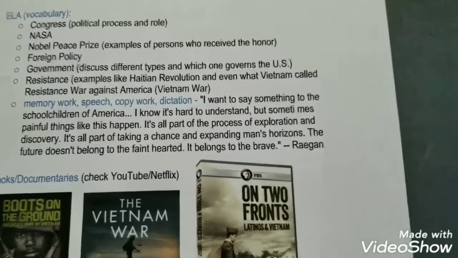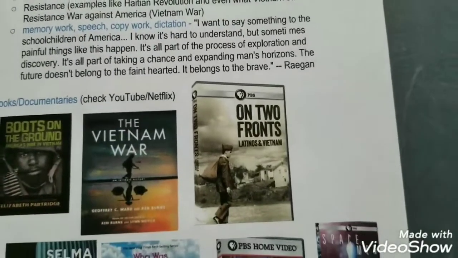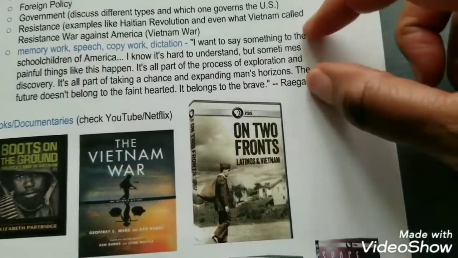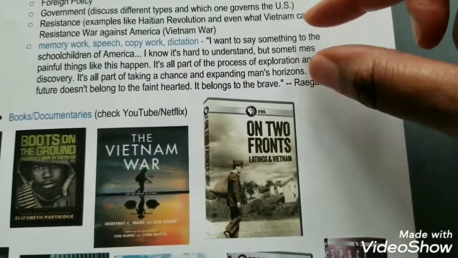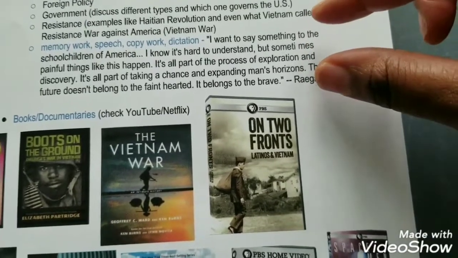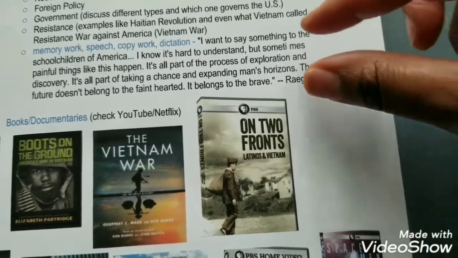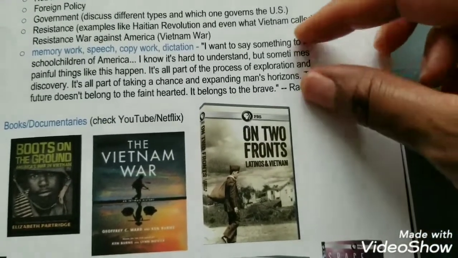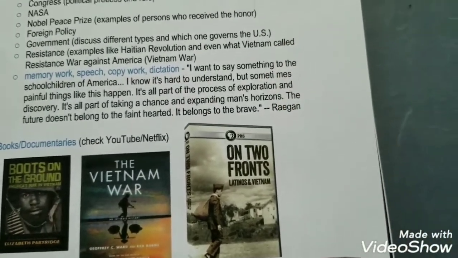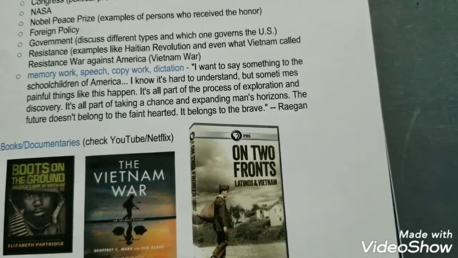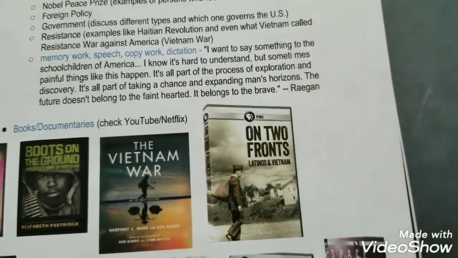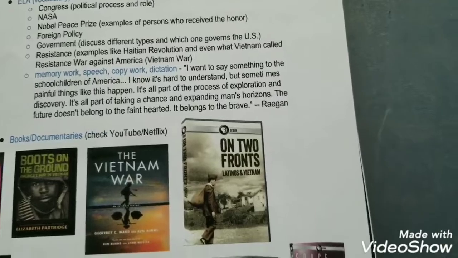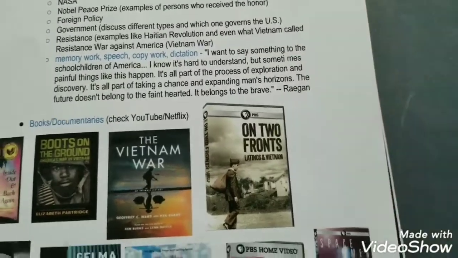We can bring in memory work, speech, copy work, and dictation from the speech that Reagan gave and the quote that he gave. We can have the children memorize it. We can have them do some oratorical practice by saying it out loud to us, paying attention to inflection and tone. We can do copy work by having them copy this for handwriting purposes. We can do dictation by reading it to them and then having them write what we say.